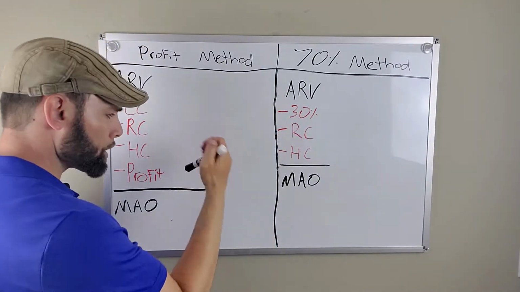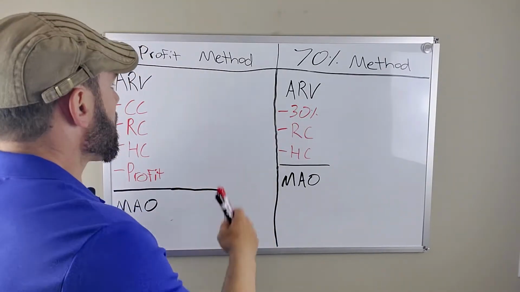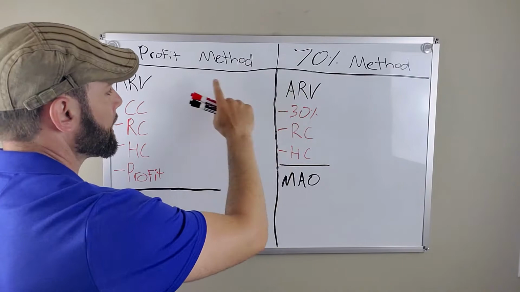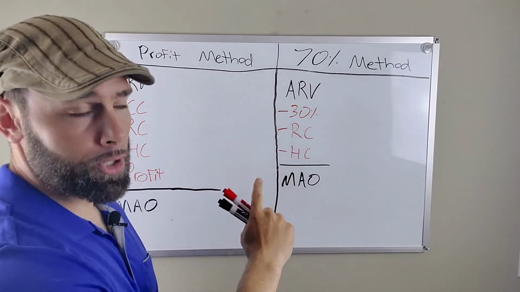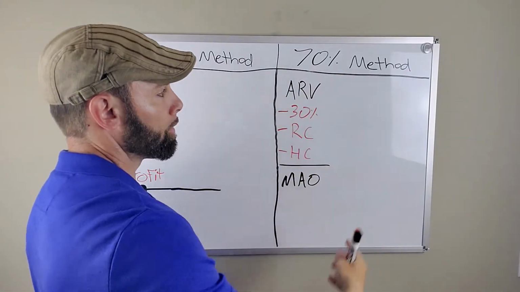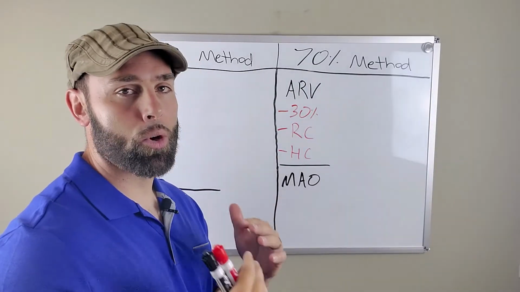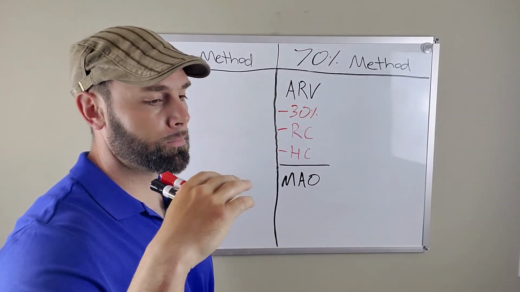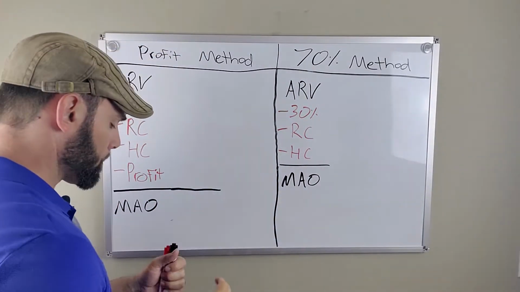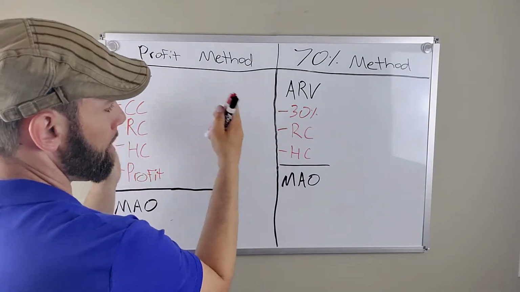So, the two methods we use are the profit method and the 70% method. I use this method for smaller homes, I'm gonna show you why, and I use this method for larger homes because there's different percentages that go along with running your numbers. So here we go. Let's keep in mind that we're using a smaller house here.